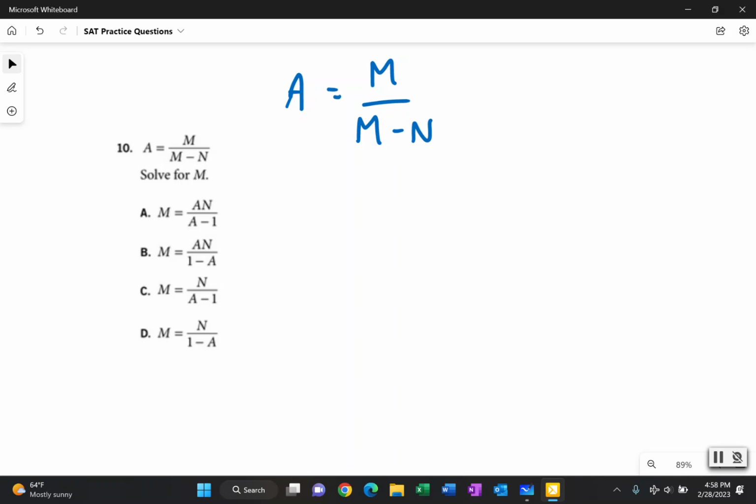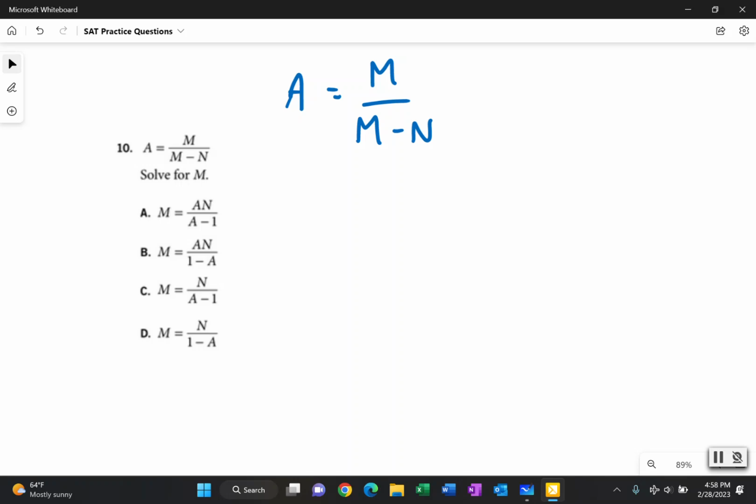Today we're taking a look at an SAT math practice problem. These are great questions to practice if you're getting ready for the SAT, PSAT, or ACT. So here we are given example number 10. It gives us the equation A is equal to M divided by M minus N.